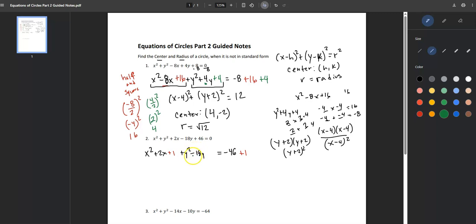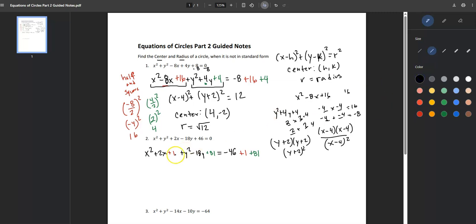Okay. Then I go to my y, so negative 18. I'm going to half it. Half of negative 18 is negative 9. And then I'm going to square negative 9. That would give you 81. Okay. And then I just need to factor both of these.